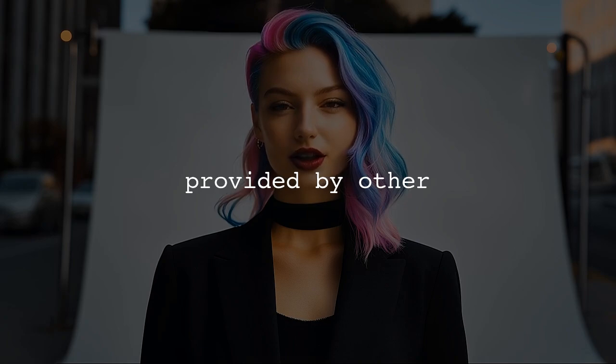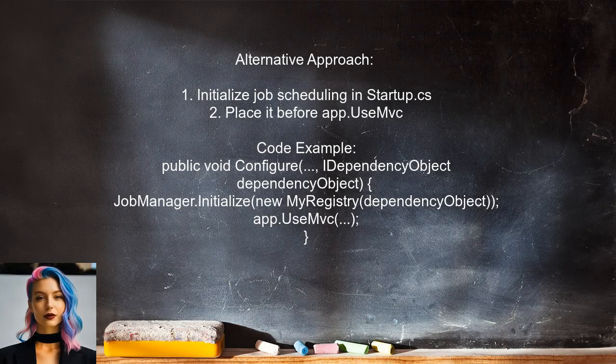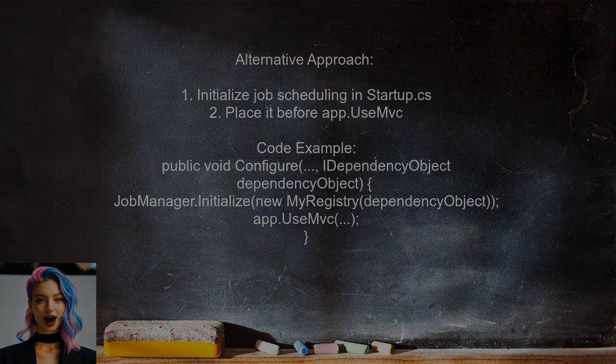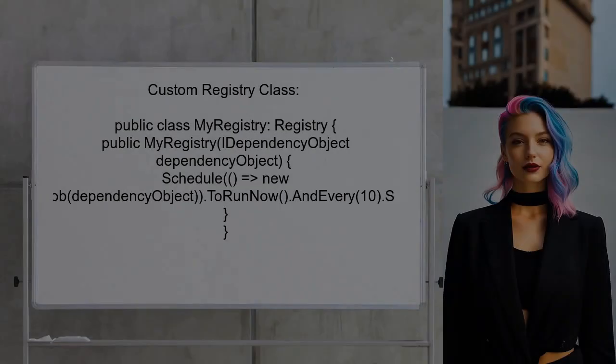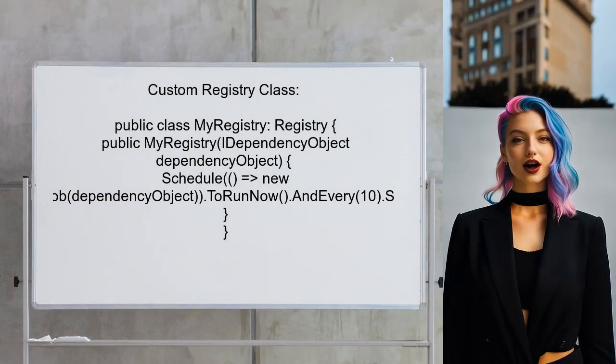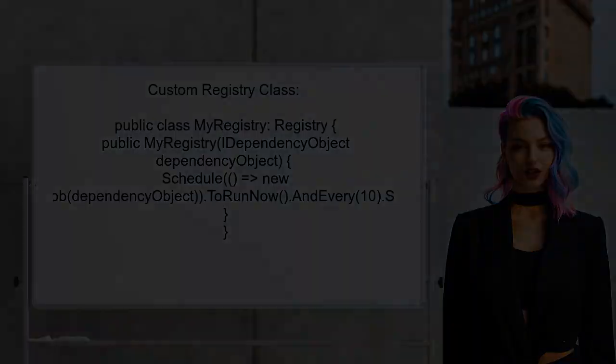Now let's look at the answers provided by other users. An alternative approach suggested by another user is to initialize the job scheduling in the Startup.cs file instead of the program's main function. They recommend doing this before the app.UseMvc call. The user created a custom registry class, MyRegistry, which takes an IDependency object as a parameter. This allows them to schedule jobs effectively.